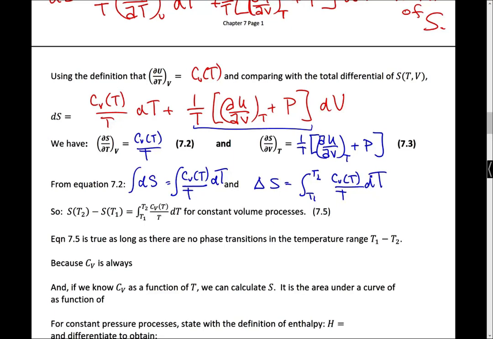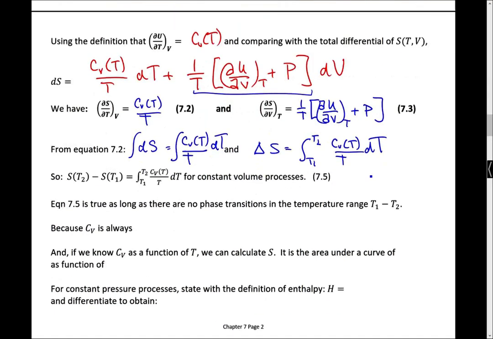Okay? All right, so as long as we're talking about a constant volume process, I can calculate the entropy at any temperature for my substance using the heat capacity and the temperature. Right? What we've derived so far is true as long as we don't have a phase change in this temperature range that we're integrating. Right? And we're going to see how to deal with phase transitions in a little bit.